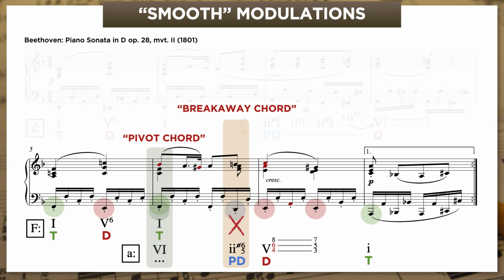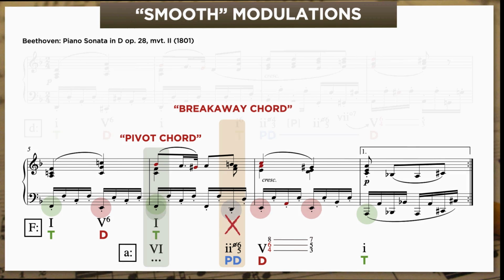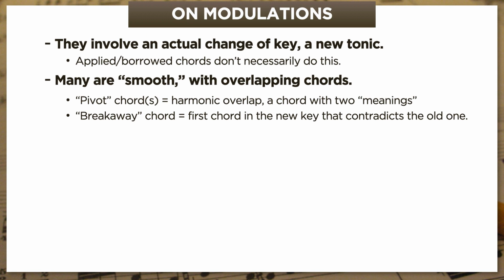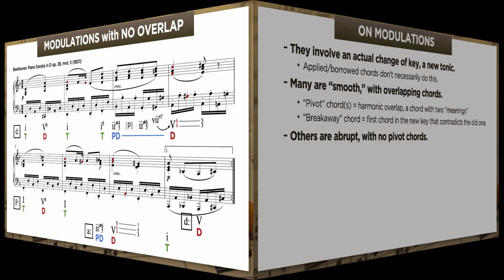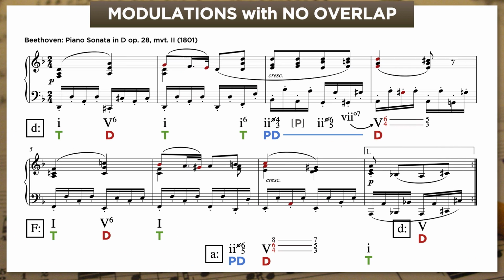Now, it's important to know that not all modulations are quote-unquote smooth like this. Some are abrupt with no pivot chords at all. We see this in Beethoven's very first modulation. Notice that he takes us from the half cadence in D minor to the new tonic F with no connecting material between them except for this one passing tone G natural.